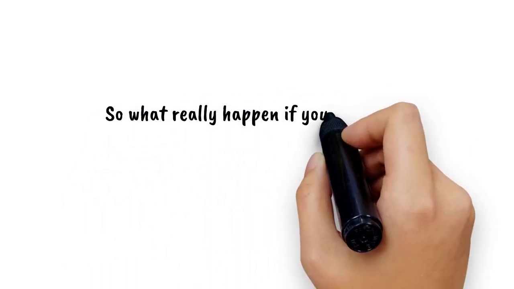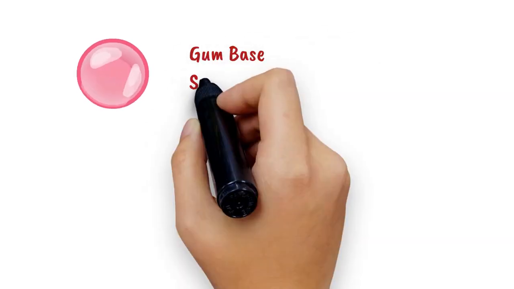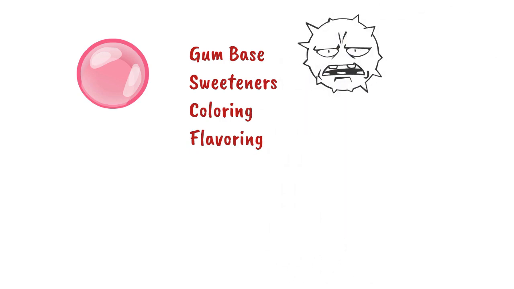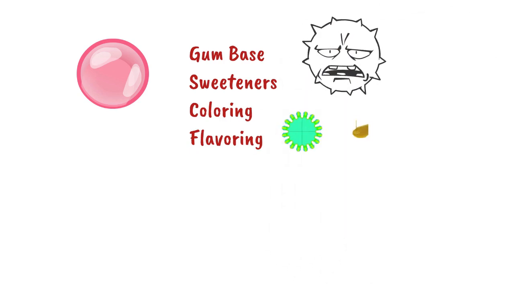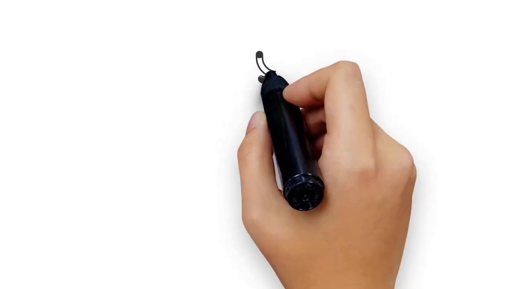So, what really happens if you accidentally happen to swallow a chewing gum? Chewing gum is made out of gum base, sweeteners, coloring, and flavoring. The gum base is pretty indigestible. It's a mixture of elastomers, resins, fats, emulsifiers, and waxes. Most of the time, your stomach really cannot break down the gum the way it would break down other foods.